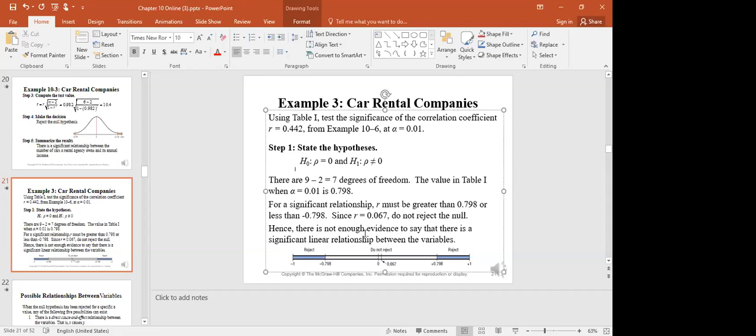Since r is between negative 0.798 and 0.798, we do not reject the null hypothesis, so there is not enough evidence to say that there is a significant linear relationship between the variables.